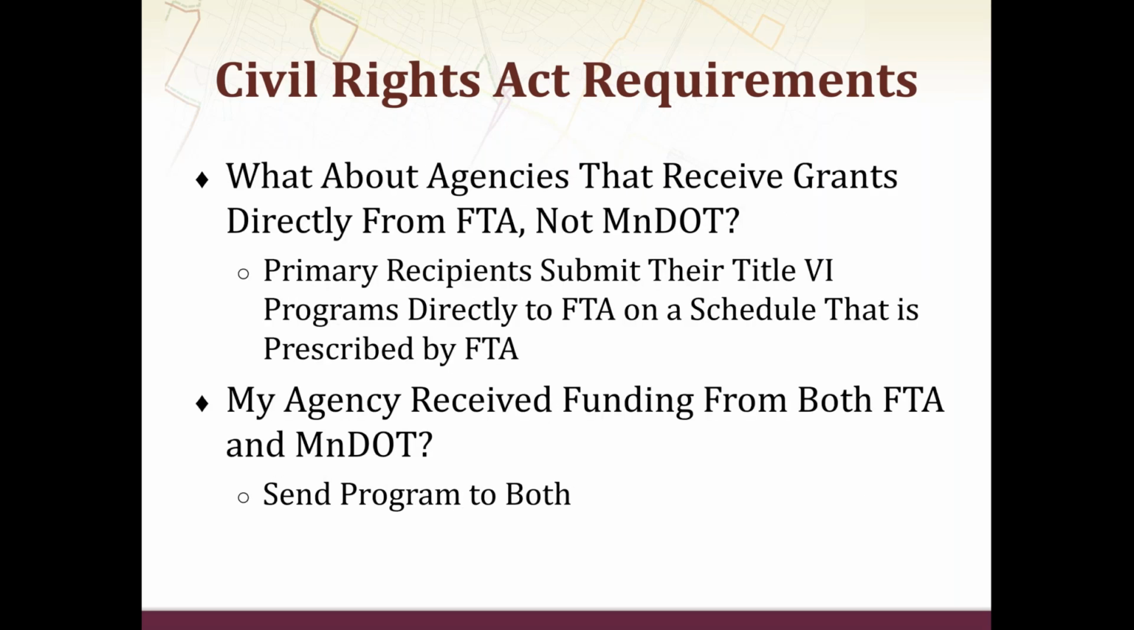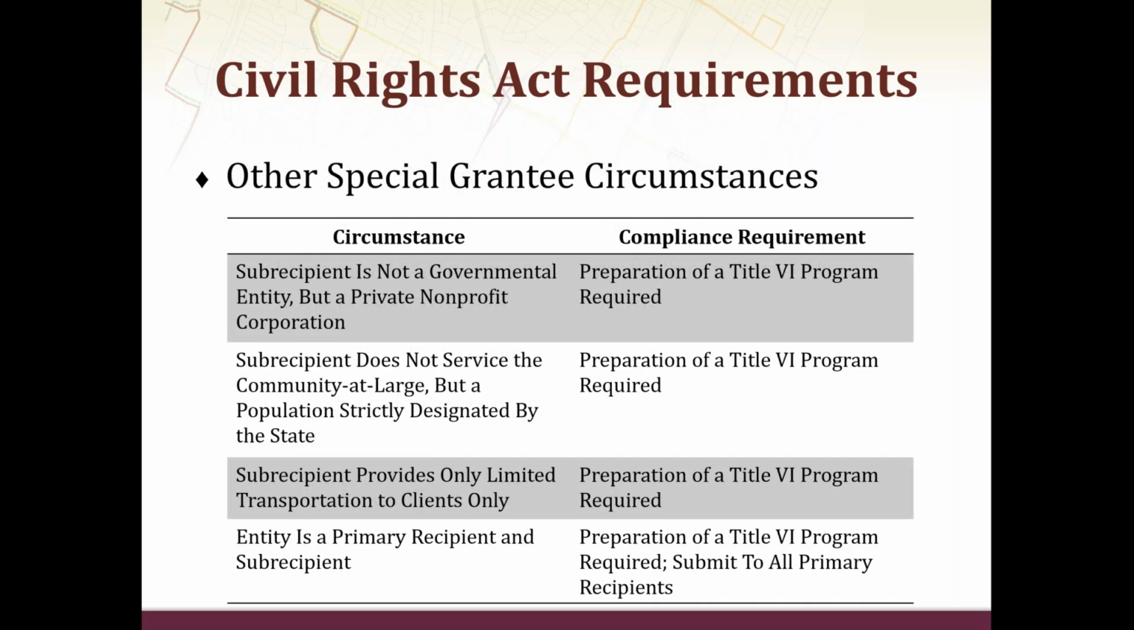So for agencies that receive funding directly from FTA, not Minnesota, they would be responsible for submitting their plans to FTA. And in the instance where an agency receives funding from both, say you get 5307 funds from FTA and you get 5310 funds from Minnesota DOT, then you'd be sending your program to both. There are other special circumstances that might impact you, and basically the bottom line is that with all of them, you're still required to develop your Title VI program and submit periodically to your primary recipient.